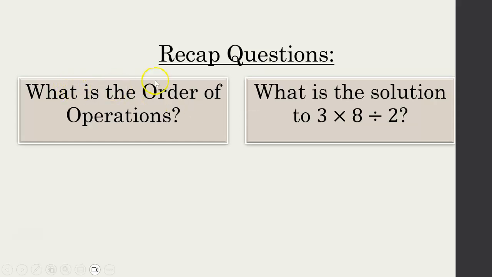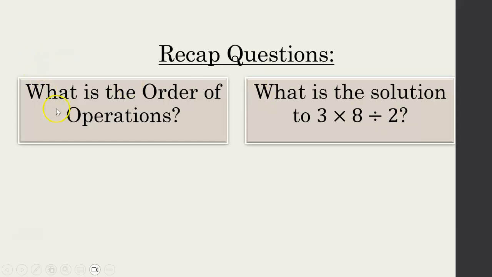So just some recap questions, as I always do at the end of these lessons. What is the order of operations? So what is your order? I want you to think about that, so you can pause the video and do these questions. And what is the solution to 3 times 8 divided by 2? Bit of an interesting one. So you can pause the video and do that now.